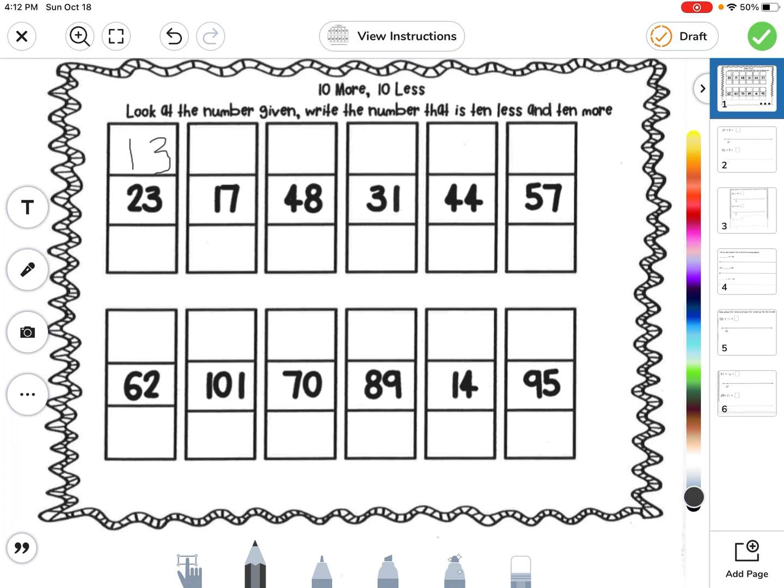Going back to my number, I have 23. I'm looking at the 10s, so my 1s will stay the same. And then I think, I have 2 10s. I get another 10, and I now have 3 10s.